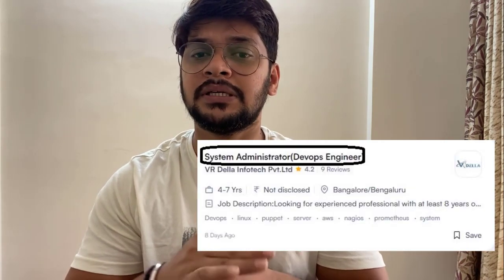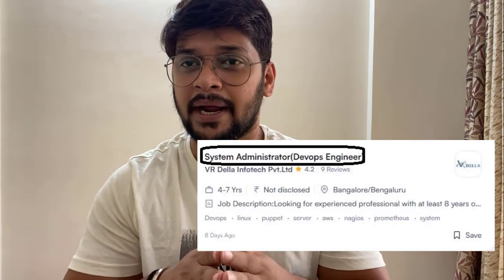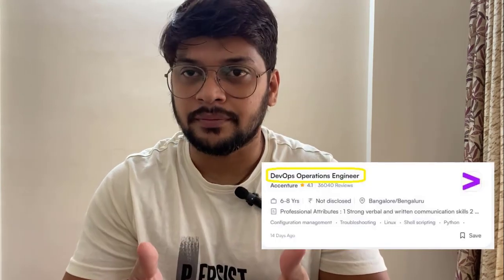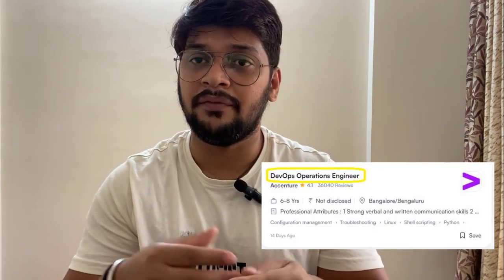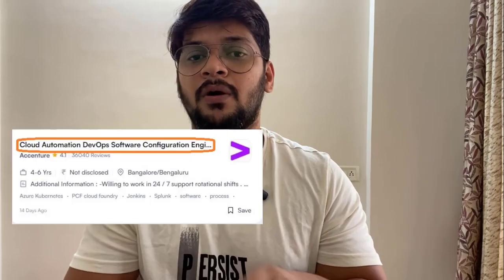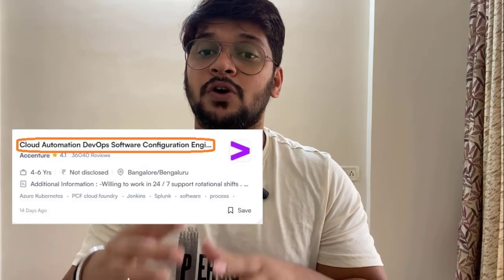Now, if you see at the left hand side top, you can see a system administrator role, and in the bracket it's written as DevOps engineer. Now the confusion starts, whether it's a system admin role or a DevOps engineer role. Then you get to see DevOps operation engineer. Are we talking about only the operational part in this role, or other things? Then you will see cloud automation DevOps software configuration engineer. Now, what exactly is this? This is the confusion I'm talking about, guys.